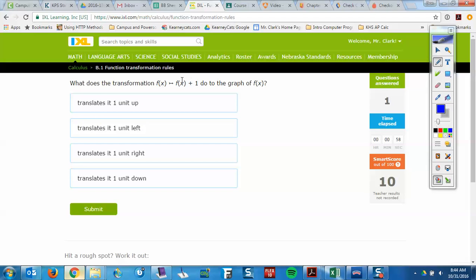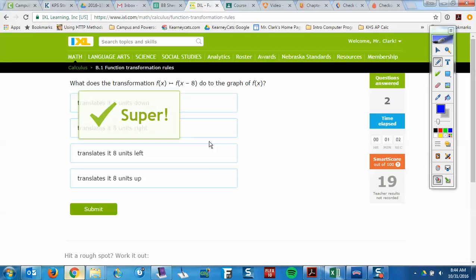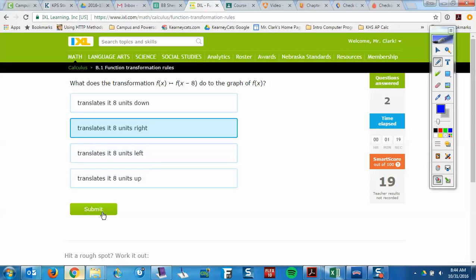Okay? What's that do? 1 up. So that's what you were thinking of, right? Now your translation is inside the parentheses. It affects the input, and now that means it goes to the right 8. Okay? To the right 8.